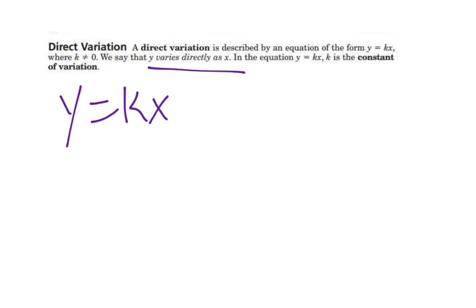If x gets bigger, y gets bigger. If x gets smaller, y gets smaller. This k here is the constant of variation. That's how much it's changing every time. It's going to get 3 bigger every single time if it's y equal 3x.